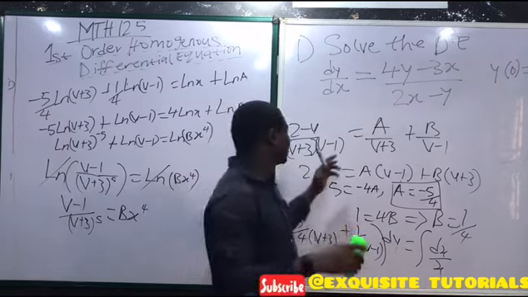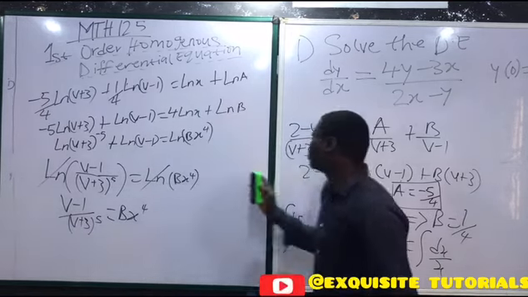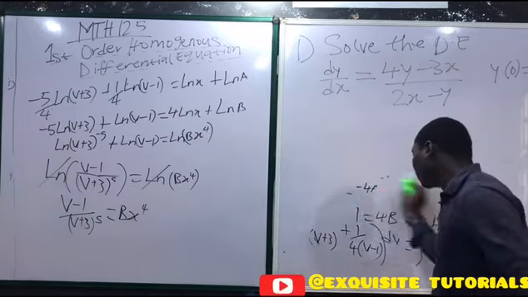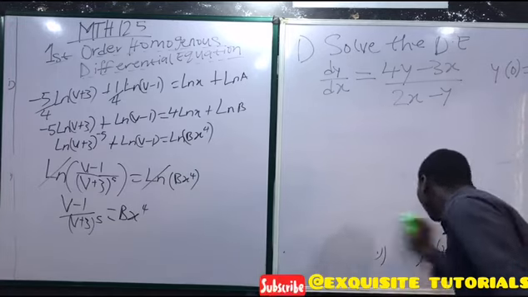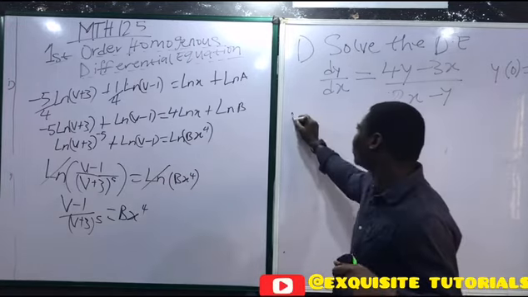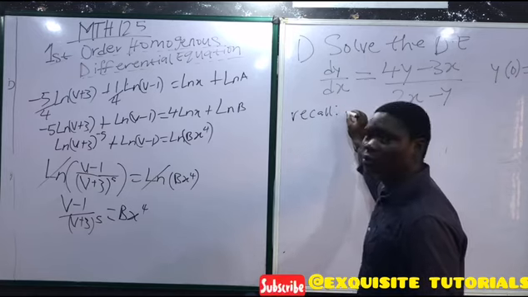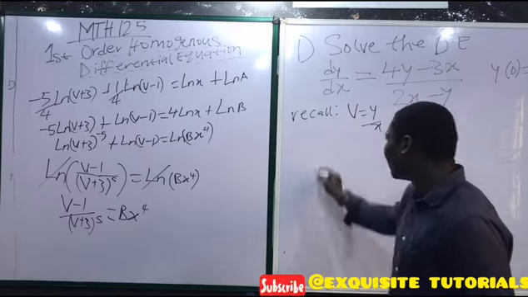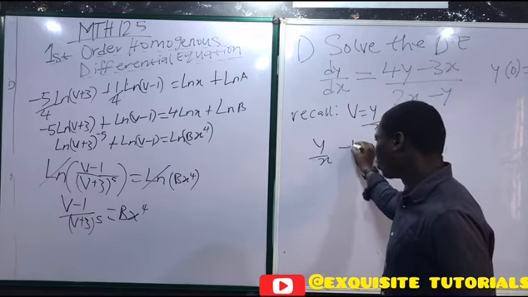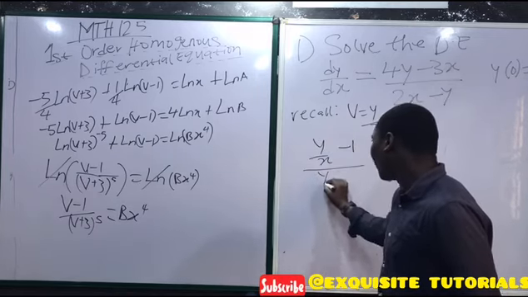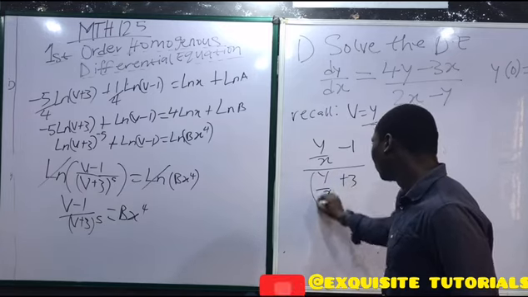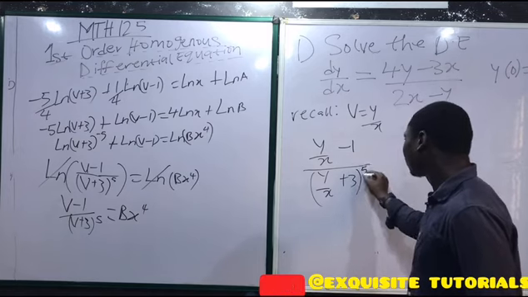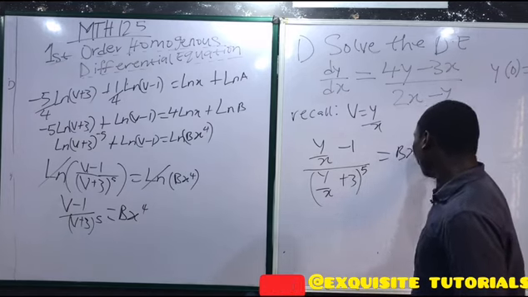Remember that we said that our v is equal to y over x. So anywhere I see v, I'll change it to y over x. So recall, v is equal to y over x. Anywhere I see v, I change it to y over x. I will have (y over x minus 1) all over (y over x plus 3) raised to power 5 equals b x raised to power 4.